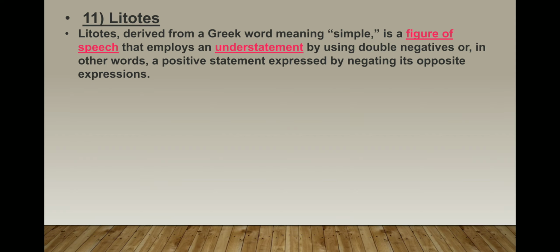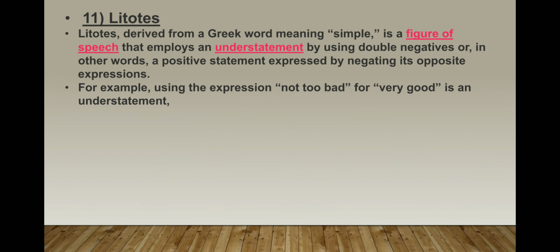In hyperbole we had the word overstatement, जिसमें जितना है उससे बहुत ज़्यादा दिखाया जाता था. Here the word understatement का मतलब जितना है उससे कम दिखाना. Or in other words, a positive statement expressed by negating its opposite expression. In simple words, negation is used to convey the affirmative idea that is called litotes. For example, using the expression not too bad for very good is an understatement. Let's make it better with the help of examples.